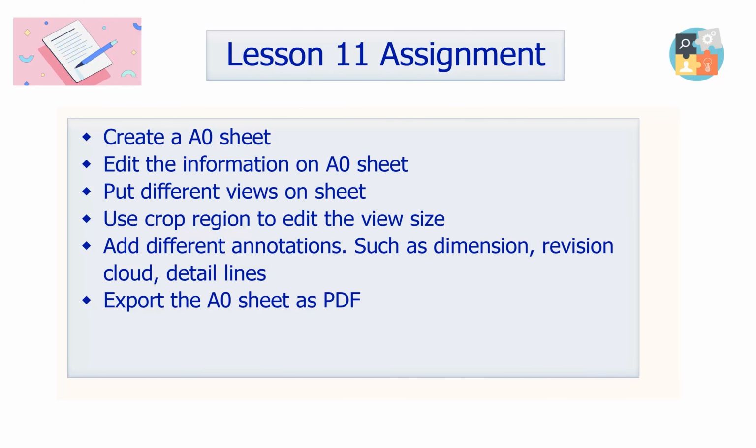For the assignment, we need to create an A0 sheet and edit some information on that sheet, such as name, date, and drawing number. Then, put different views on the sheet, such as floor plan, ceiling plan, and 3D view. You may also need to edit the crop region, so that you can resize the view. After adding extra annotation, you need to export the sheet in PDF format.